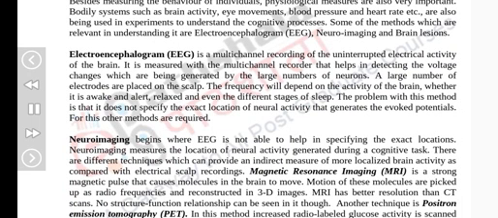Electroencephalogram, EEG, is a multi-channel recording of the uninterrupted electrical activity of the brain. It is measured with a multi-channel recorder that helps in detecting the voltage changes generated by large numbers of neurons. A large number of electrodes are placed on the scalp. The frequency will depend on the activity of the brain, whether it is awake and alert, relaxed, and even the different stages of sleep. The problem with this method is that it does not specify the exact location of neural activity that generates the evoked potentials. For this, other methods are required.